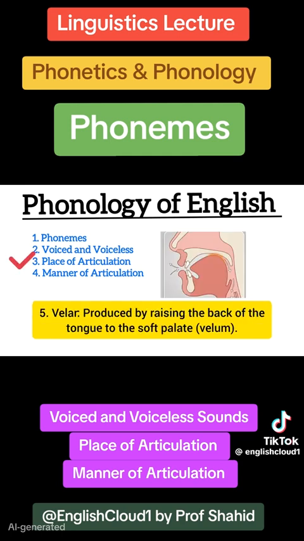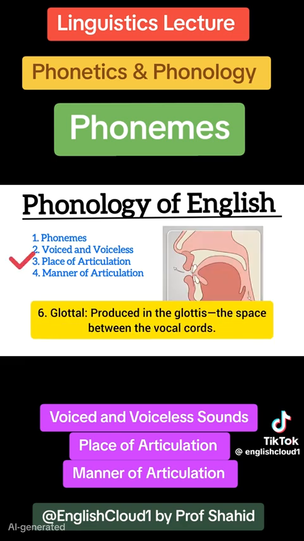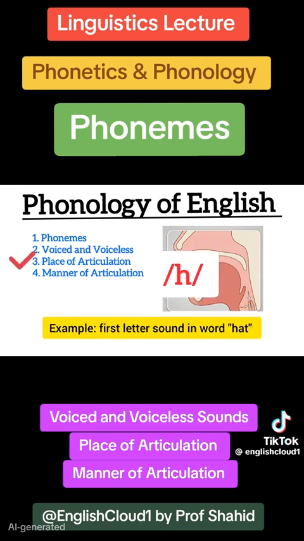7. Velar, produced by raising the back of the tongue to the soft palate, the velum. Examples: K and G sounds in kick and gang. 8. Glottal, produced in the glottis, the space between the vocal cords. Example: the first letter sound in the word hat.